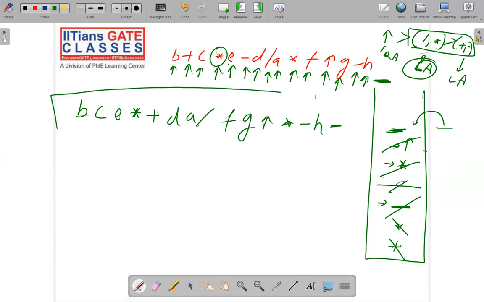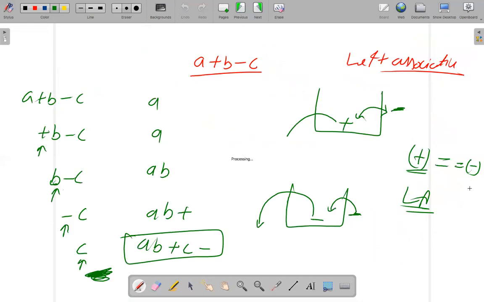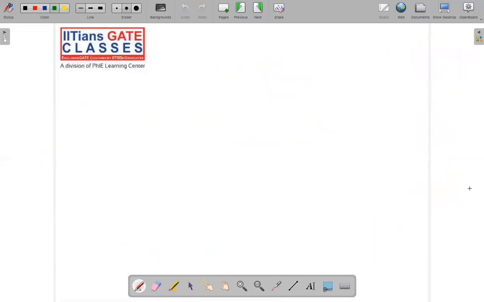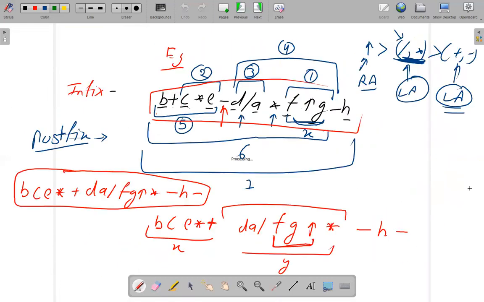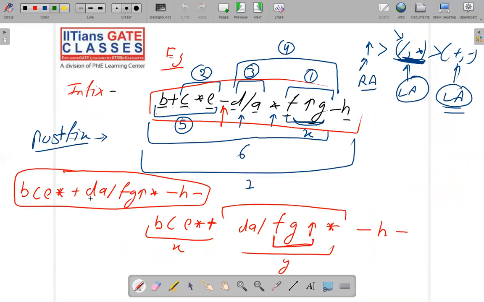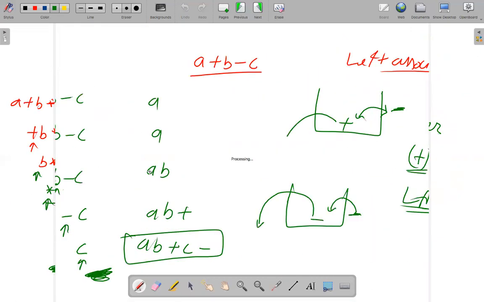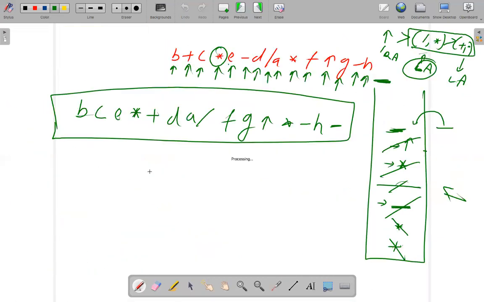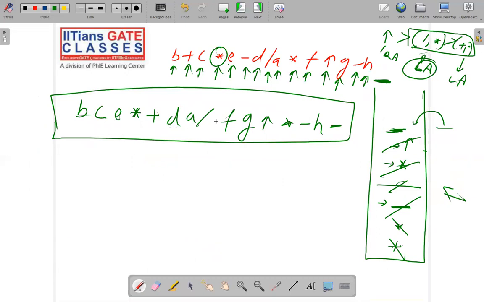Now you compare this expression with my previous evaluation. This is using stack. Previously, we were using just our understanding. But the computer has understanding only through stack. So the computer understands through stack only. So let's see our previous expression of the same question. It is BCE star plus BA divide FG power star minus H minus. Okay, you can compare it.